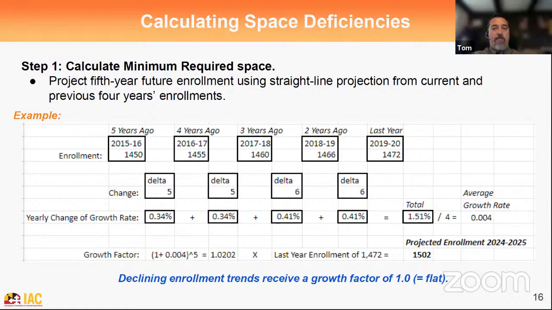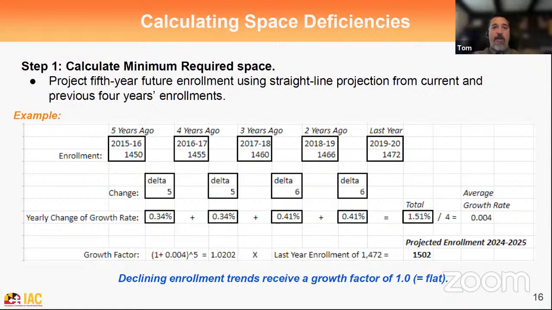The default method, which fits the majority of the schools, is to project the fifth-year future enrollment using a straight line projection from current and the previous 4 years enrollment values. This slide shows the math for the past 5 years of enrollments and how they generate a growth factor that's applied to last year's enrollment to generate the fifth-year future enrollment. So you can say in this example, there's a yearly rate of growth change. That's the formula that amounts to a growth factor of 1.02. And when you multiply 1472 by 1.02, you get an enrollment 5 years out of 1502. Not very significant in this example. Sometimes it is more significant.